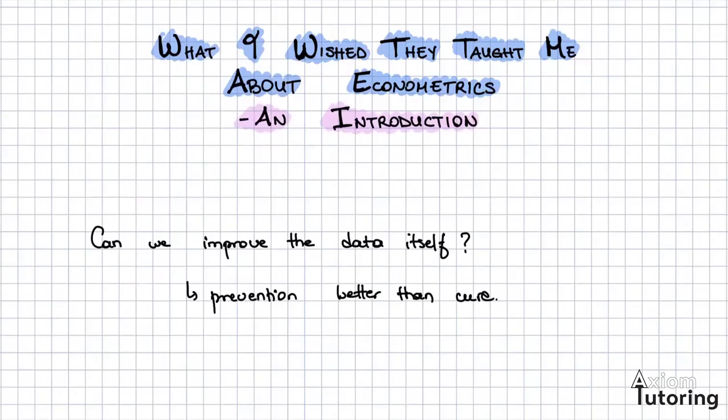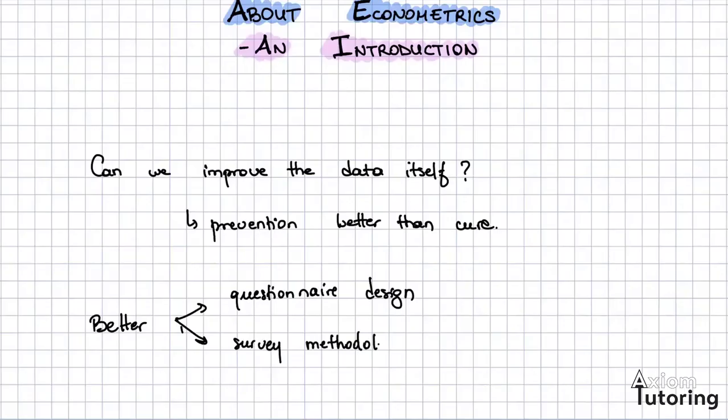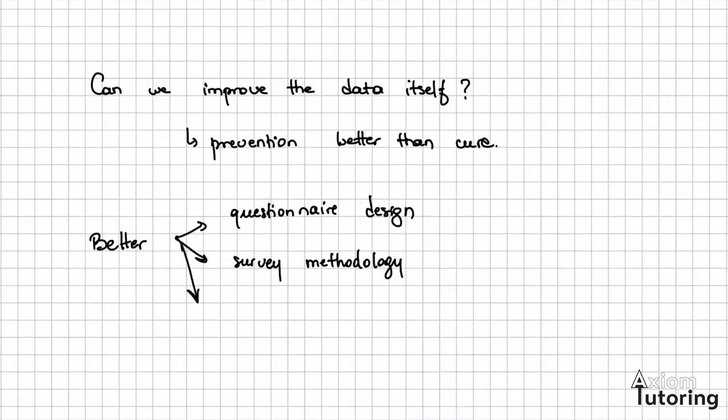Okay, so that means that the better solution, which would be better data, the most direct fix is to collect more accurate measurements, which means better questionnaire design, better survey methodology, better measuring equipment, and better administrative records.